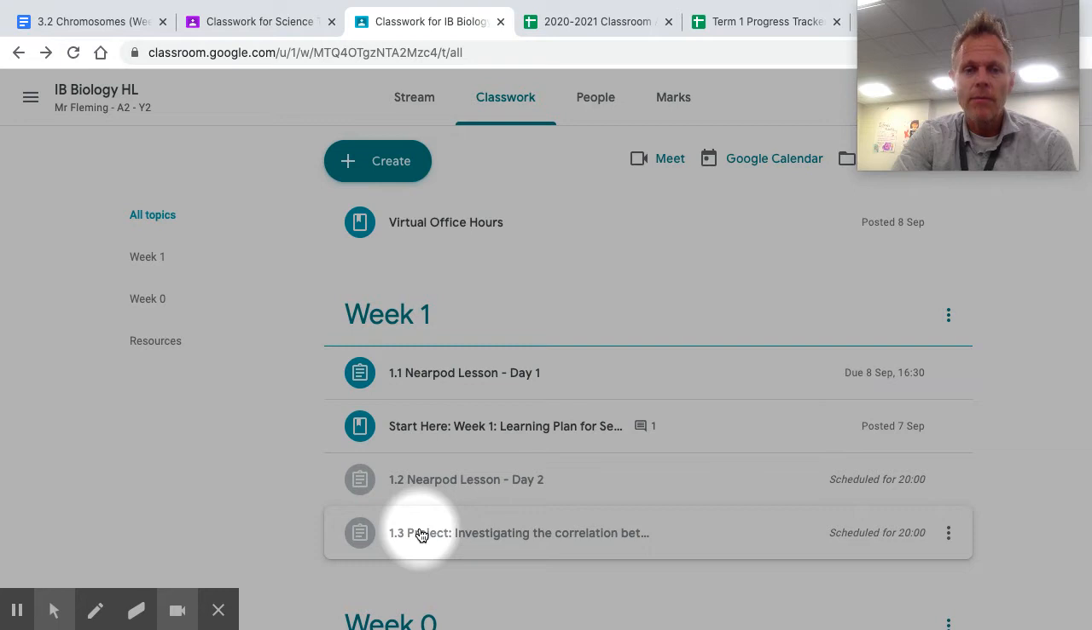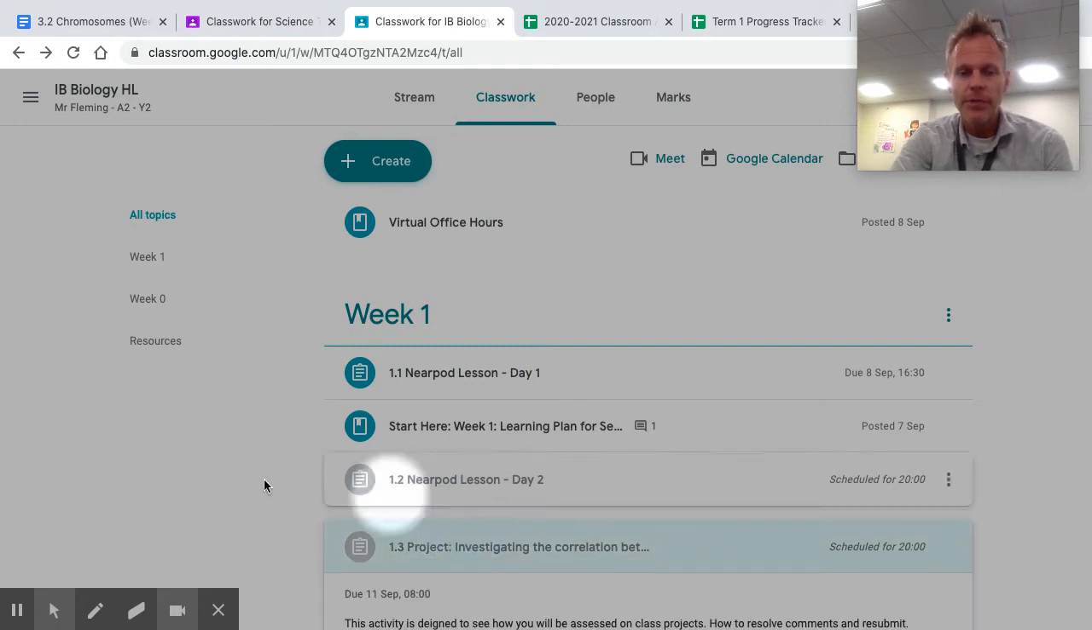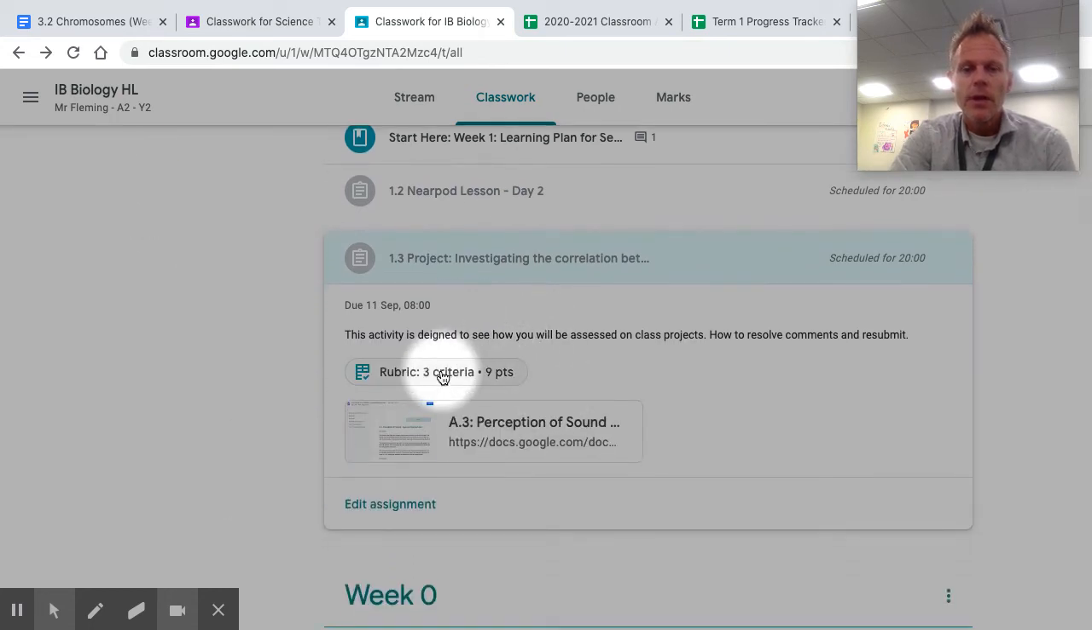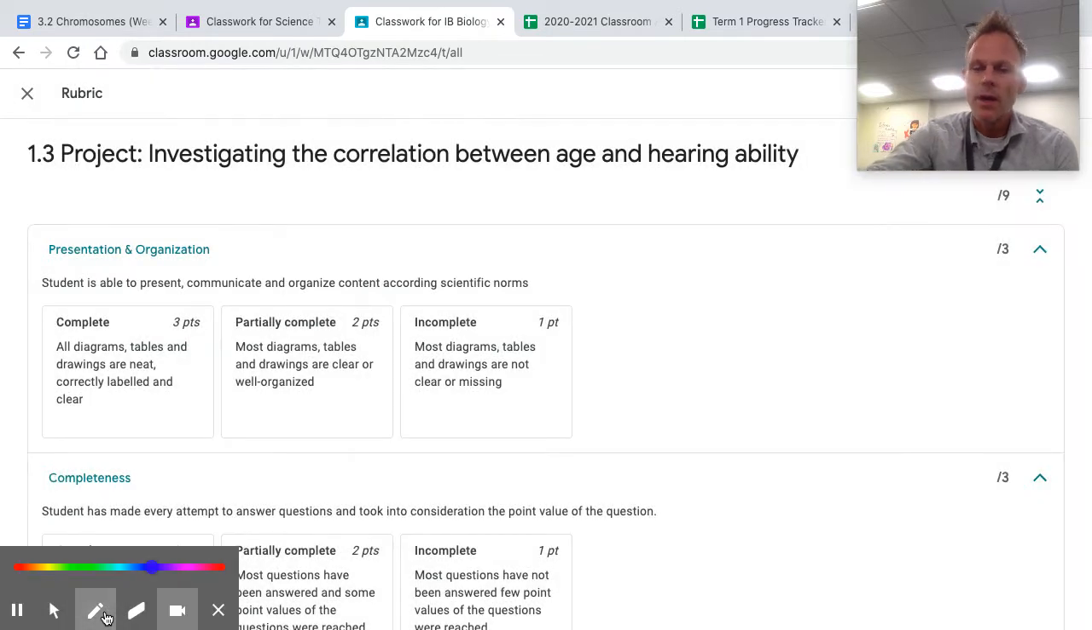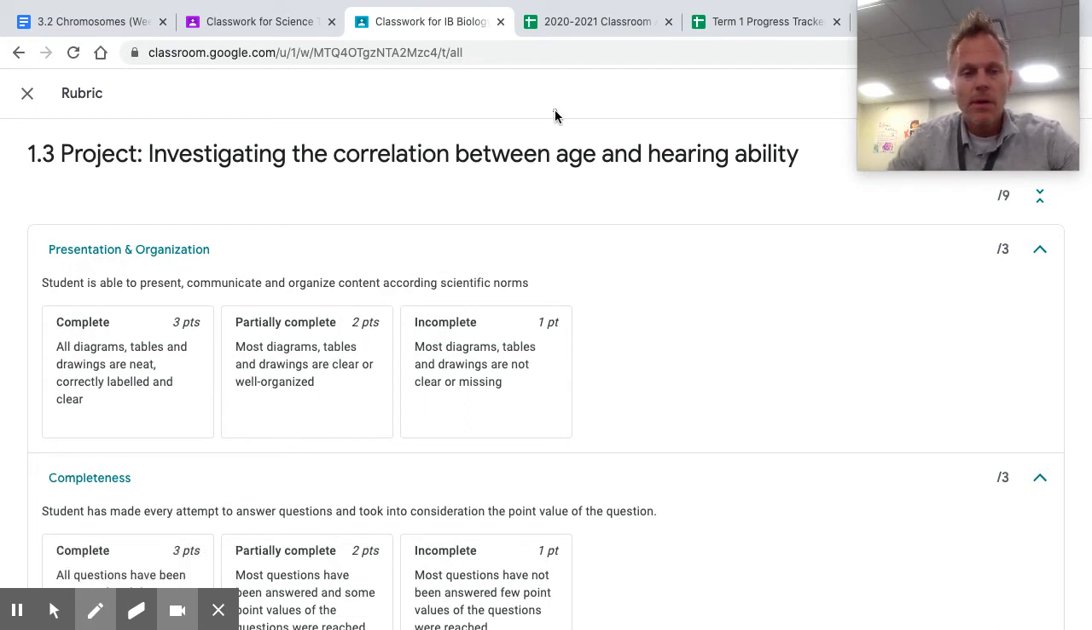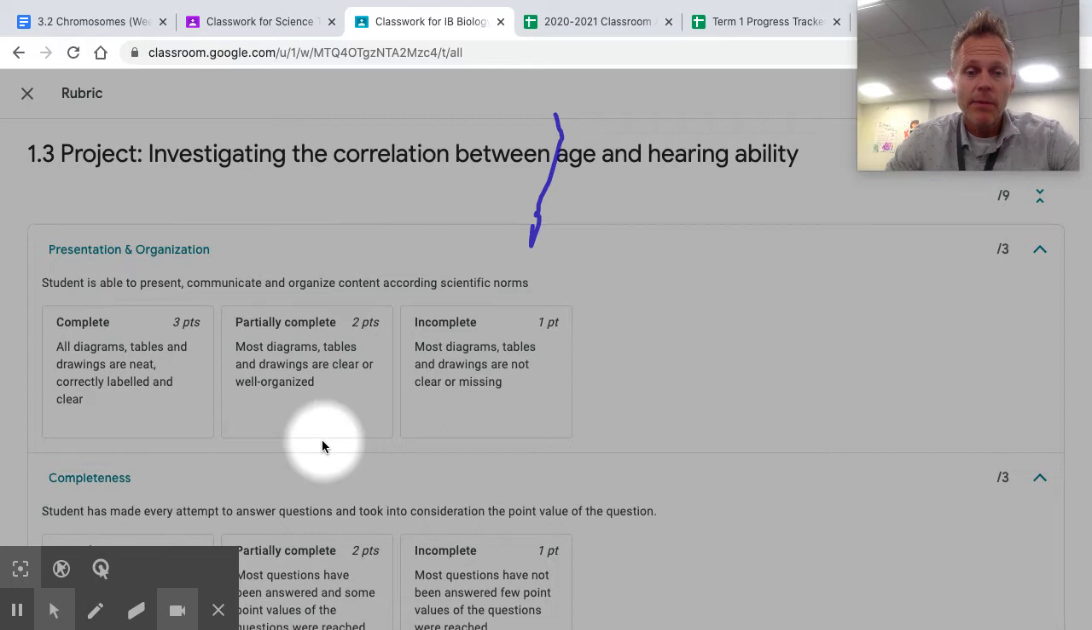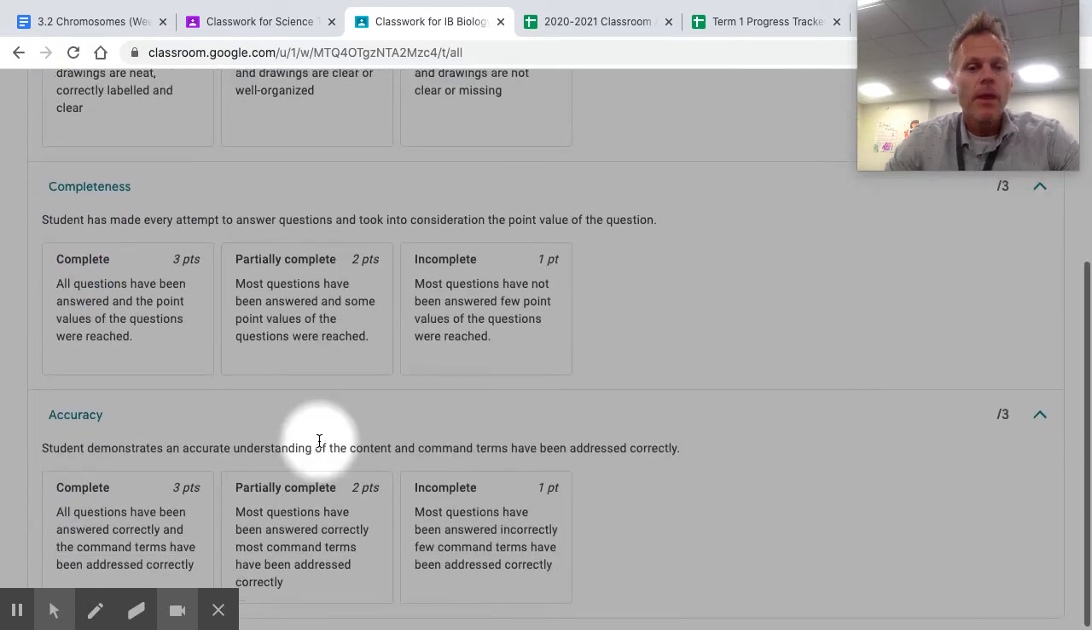So, I'm going to look at the rubric first, just to explain this. If I click on rubric, you'll notice that there's 3 criteria. Let's see if I can move the mouse. That's drawing. No, I can't use the mouse. I appreciate everybody being patient with me. There we go.